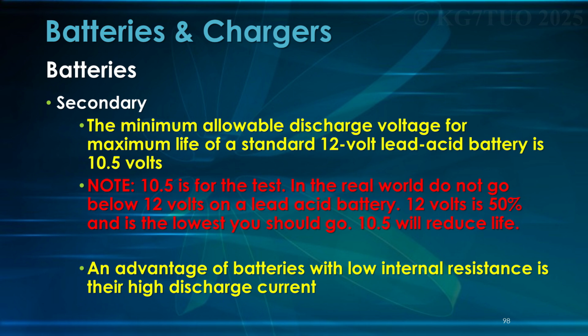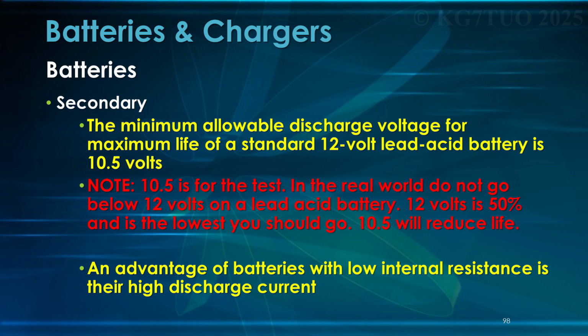Secondary, the minimum allowable discharge voltage for a maximum life of a standard 12-volt lead acid battery is 10.5 volts. What happens if you drop below that? Power doesn't start. Can't recharge. And so it says, note, 10.5 is for the test. In the real world, do not go below 12 volts on a lead acid battery. 12 volts is 50% and is the lowest you should go. 10.5 volts will reduce the life.